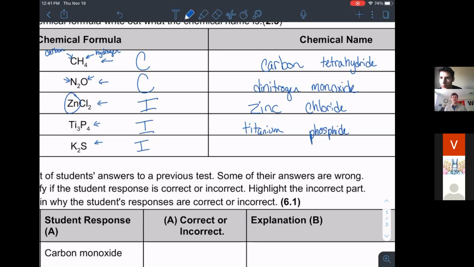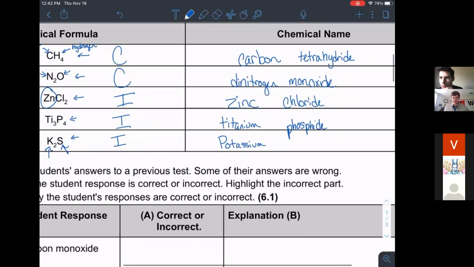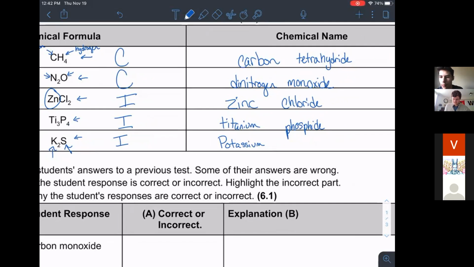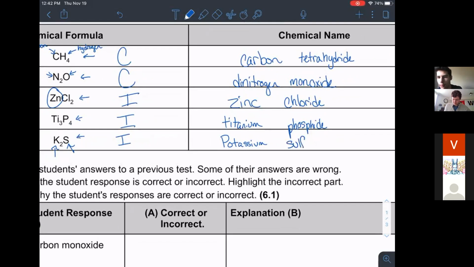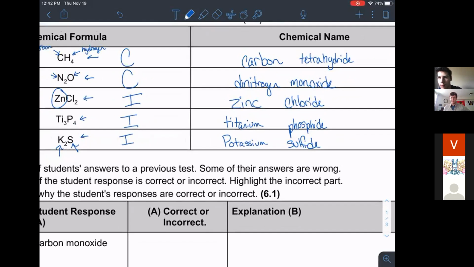We have K2S. What is that element K? Potassium. Is potassium a transition metal? No, it's not a transition metal, so we don't even have to worry about Roman numerals. What does that S stand for? Sulfur. Do I have to do anything to my name for sulfur? Change it to sulfide. Perfect. Any questions on naming?